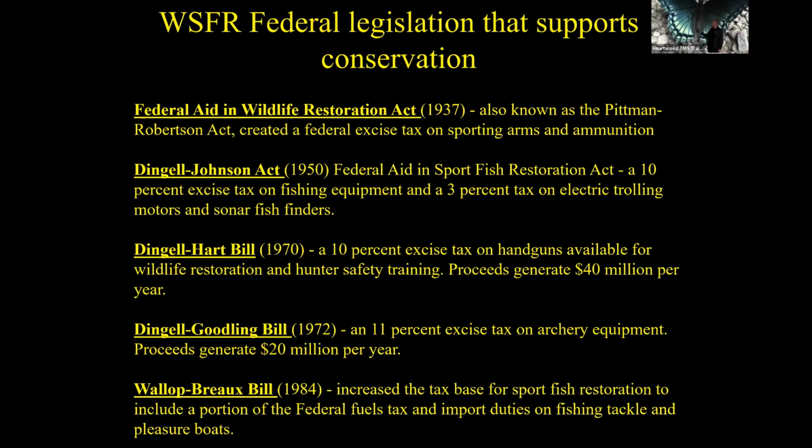To go back to your question: the Dingell-Johnson Act, the Federal Aid in Sport Fish Restoration Act, an excise tax on fishing equipment, and a 3% tax on electric trolling motors and sonar fishing finders. That's where fisheries get their money. The Dingell-Hart Bill, a 10% excise tax on handguns, is available for wildlife restoration. The Dingell-Goodling Bill, an 11% excise tax on archery equipment.